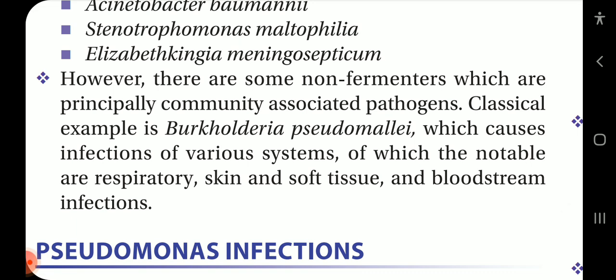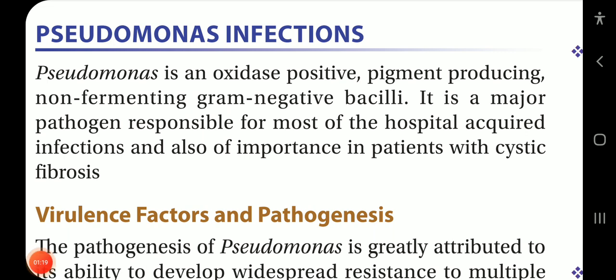However, there are some of the non-fermenters which are principally community-associated pathogens. A classical example is Burkholderia pseudomallei, which causes infection of various systems, of which the notable are respiratory, skin and soft tissue, and bloodstream infections. So now let us start with Pseudomonas infection.